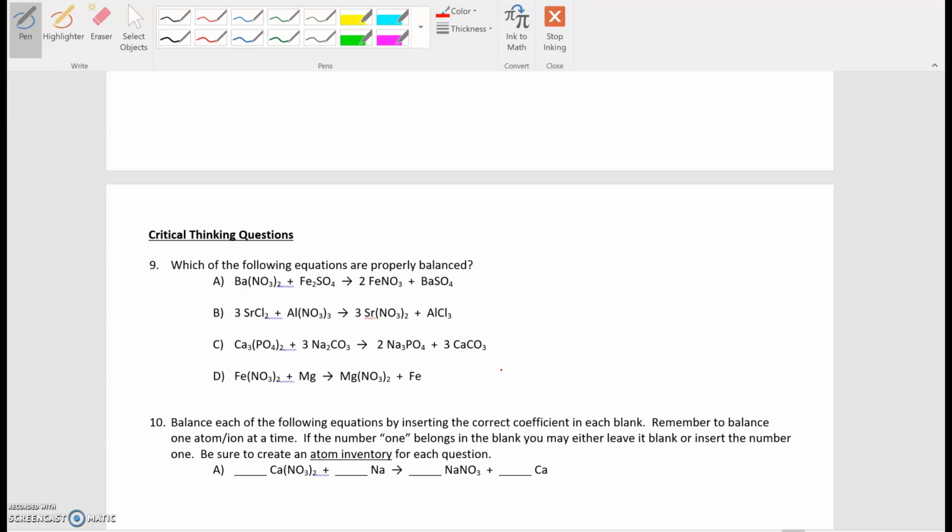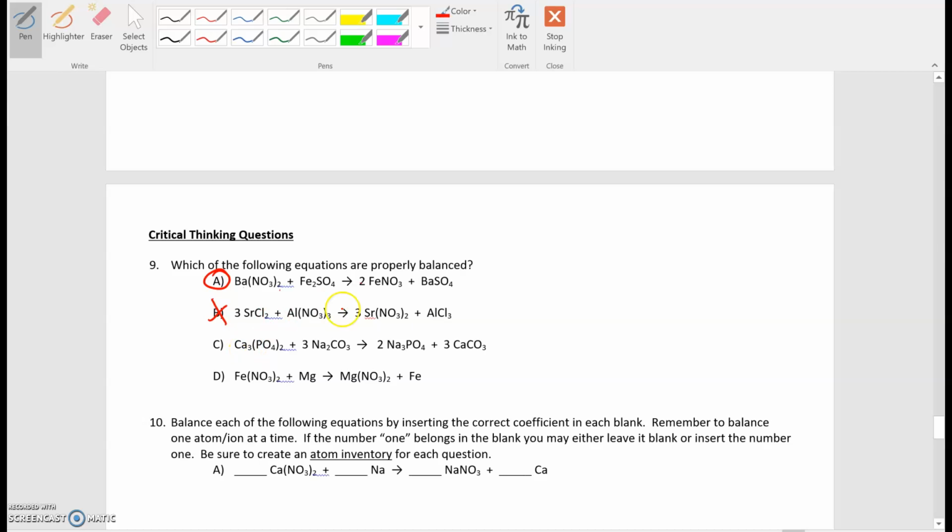Okay, welcome back. Here I have 1 barium on each side. I have 2 nitrates here, and I have 2 times 1 NO3 on this side, so that's 2 nitrates, 2 irons, 1 sulfate, and 1 sulfate. So this one's balanced. There might be multiple, so let's check these out. I have 3 times 1 strontium, 3 times 1 strontium, 3 times 2 chlorines, which is 6. Oh, but I only have 3 chlorines on the product side.